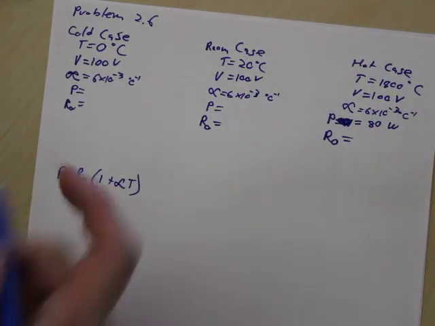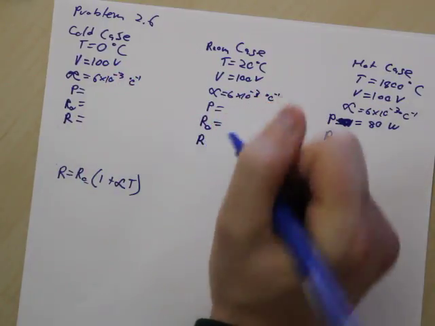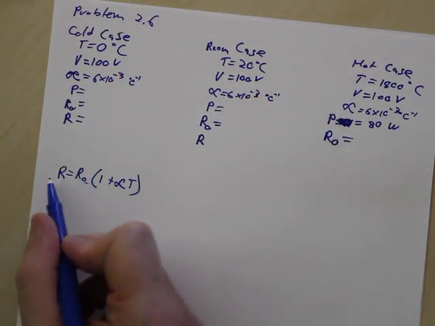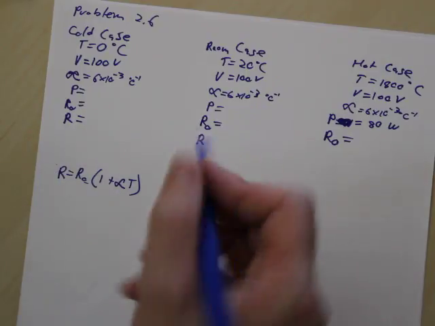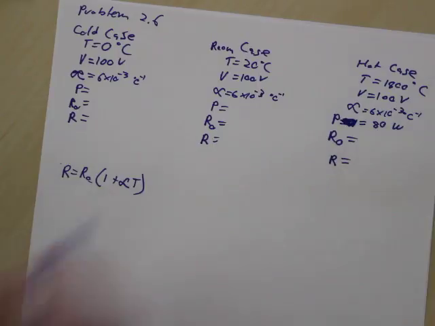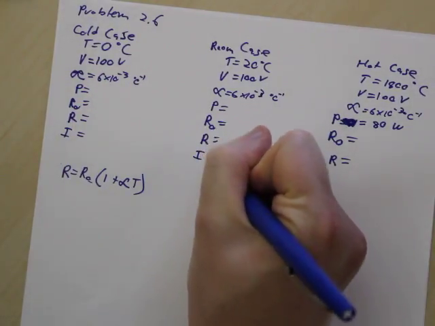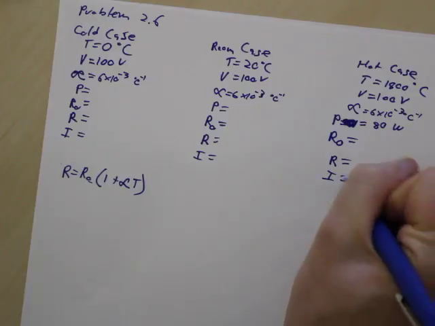And then what else? We don't have the R's for each of these either, because they're going to change. Remember, if this is changing with temperature, the R is going to change. So these are going to be 3 different ones that we don't currently have. R equals. All right, is there anything else we don't know? We don't know current at any of these either. So we're going to do a current equals, a current equals, a current equals.